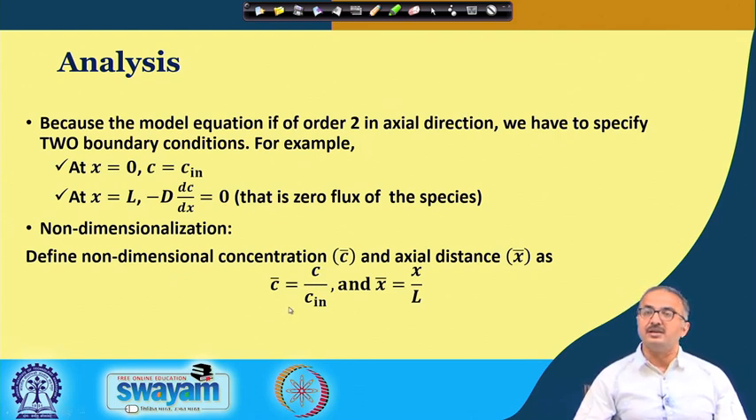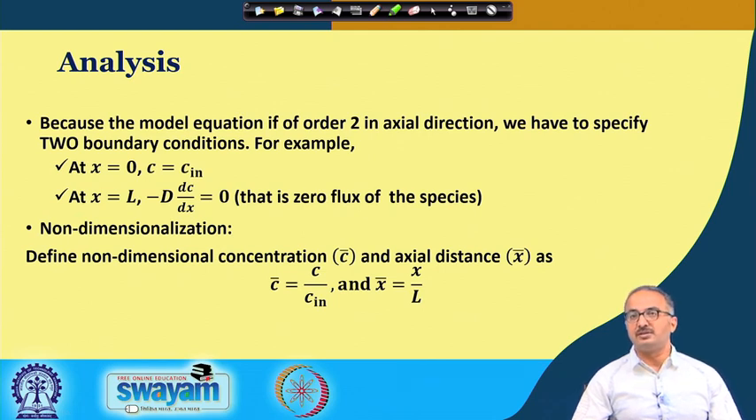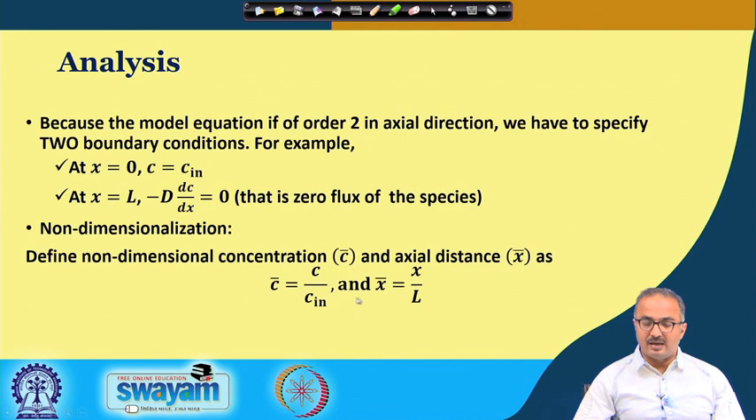Now, for that let us define two non-dimensional parameters, one is C over bar and the other is x over bar. This C over bar is defined as the ratio of the actual concentration to the inlet concentration, and similarly x over bar is defined as the ratio of the axial position divided by the total length of the reactor.